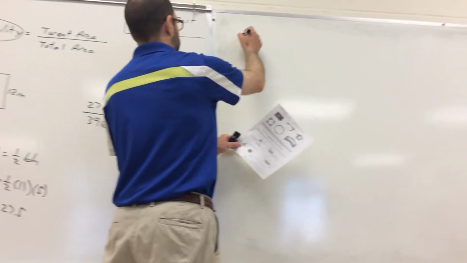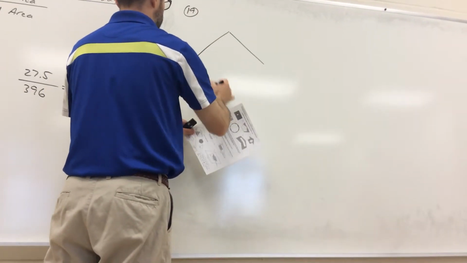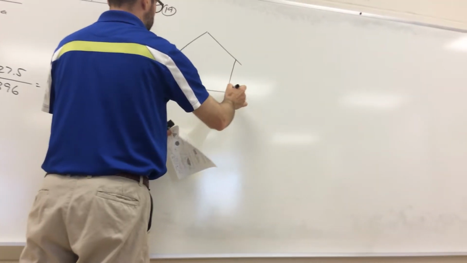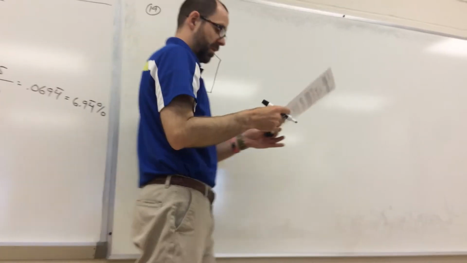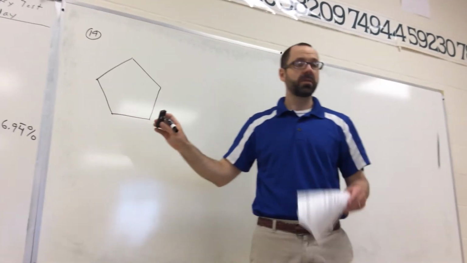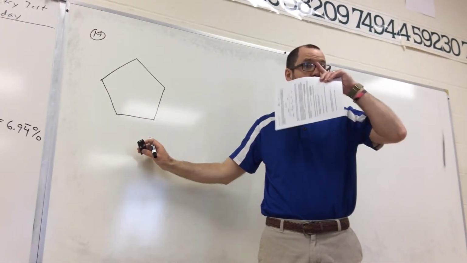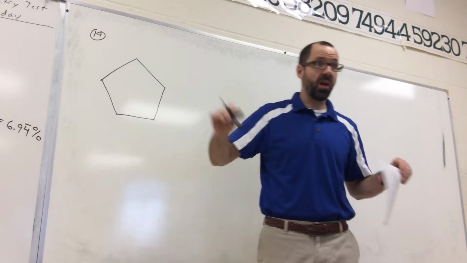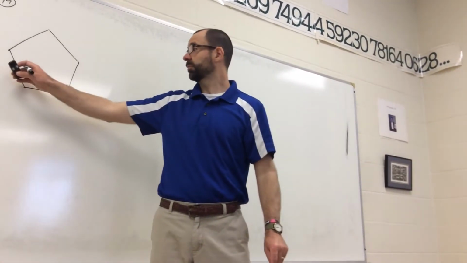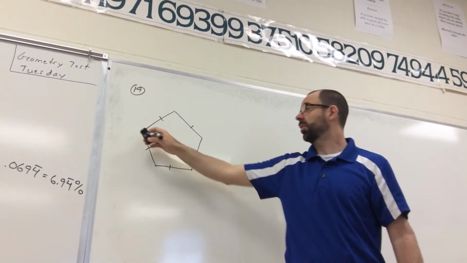All right, next we're going to go to 19. 19 has a pentagon. And the directions say that the pentagon is regular. What does that mean if the pentagon is regular? All sides are equal, all angles are equal, right? So, all sides equal, all angles equal.